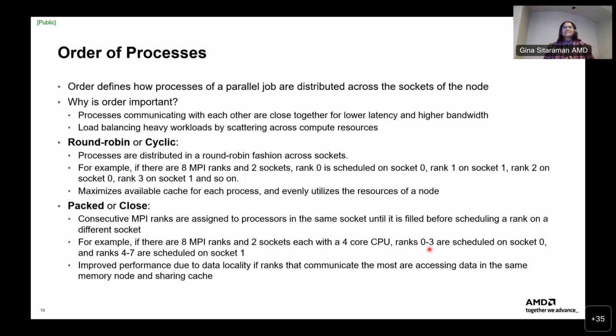And this may be important because if ranks that communicate the most are accessing data in the same memory node, and they are able to share cache, and especially when we have this hybrid application, which is using multi-threading, a process and its threads, it's better if they are running on cores next to each other, because that way they can share the CPU cache and achieve a higher bandwidth of communication.